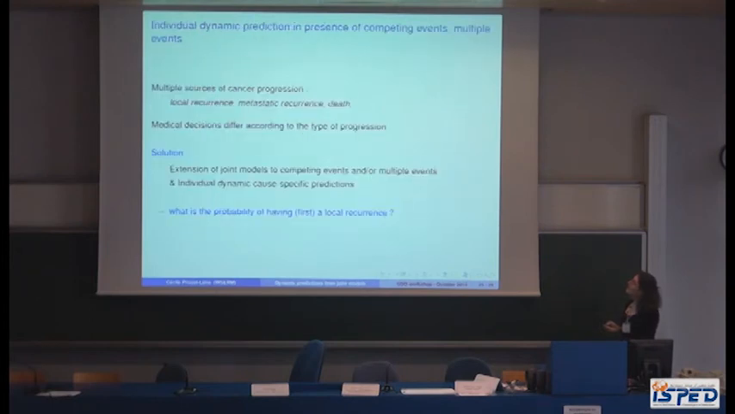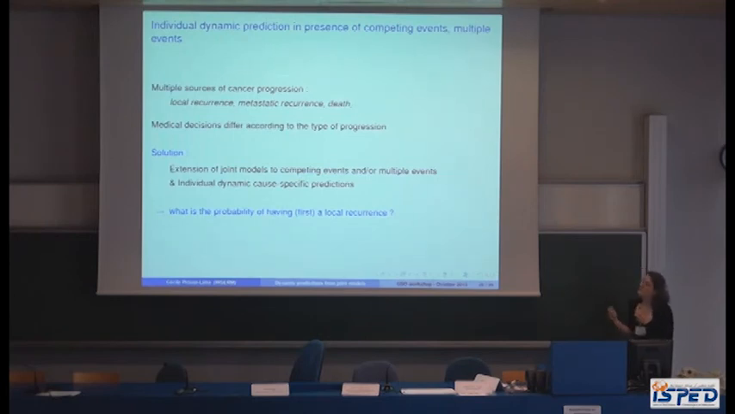Okay, so finally, I wanted also to show you how to introduce another extension of those dynamic predictions from joint models, especially in the presence of competing events, of multiple events. In the context of progression, we don't have just one event of interest. We may have multiple sources of progression: the local, the metastatic recurrences, death.